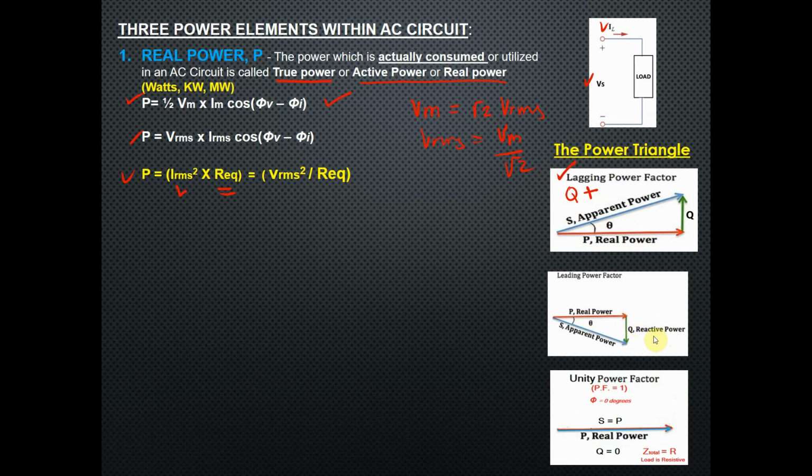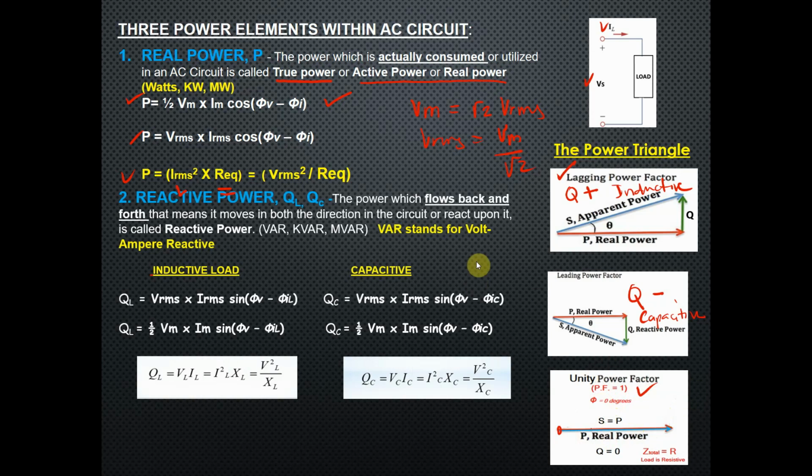If Q is negative, we have a leading power factor. If it is leading, we have a capacitive load, and here we have an inductive load. Again, this is from the power triangle. In this case, S is equal to P, we have a power factor equal to 1, or a unity power factor. So, the next type of power is reactive power, which is QL, QC.